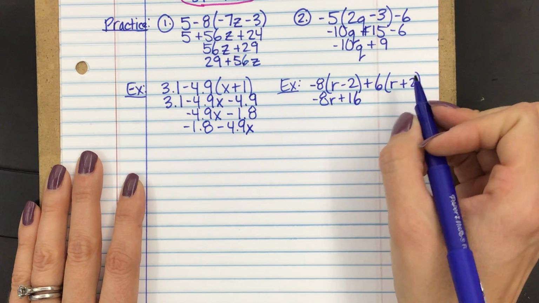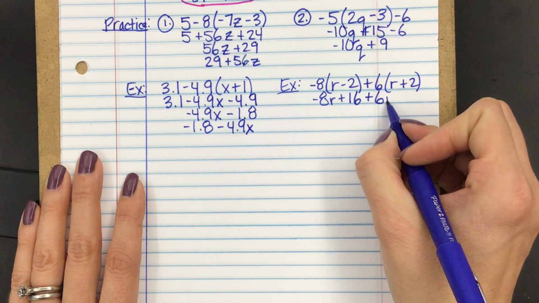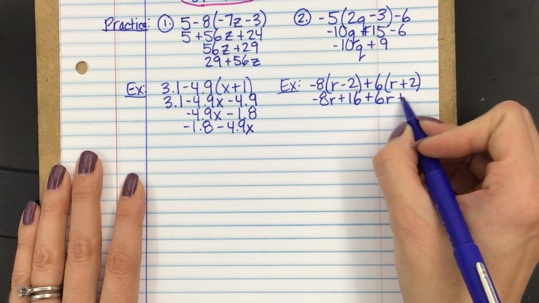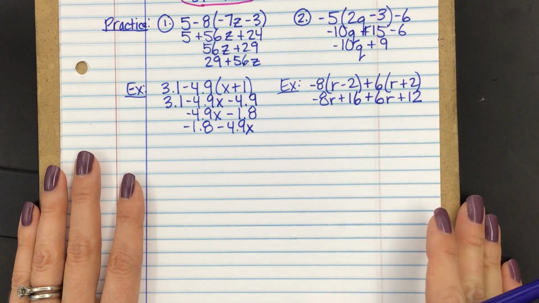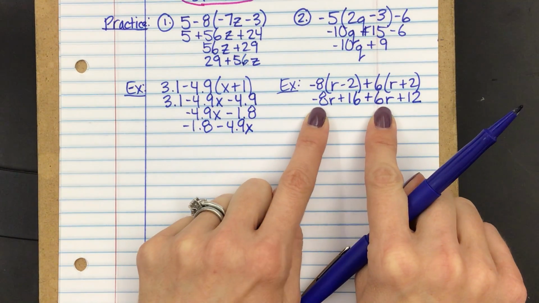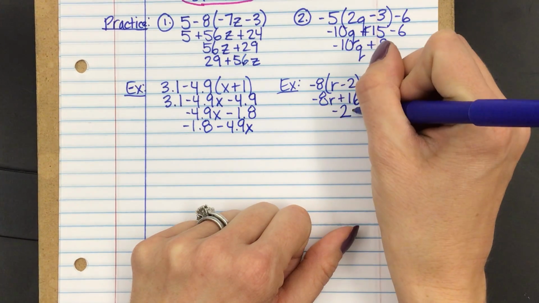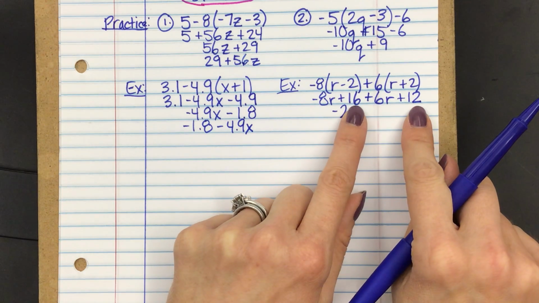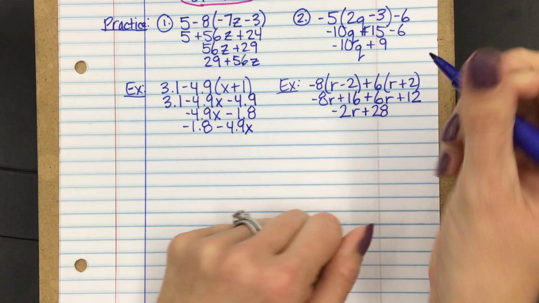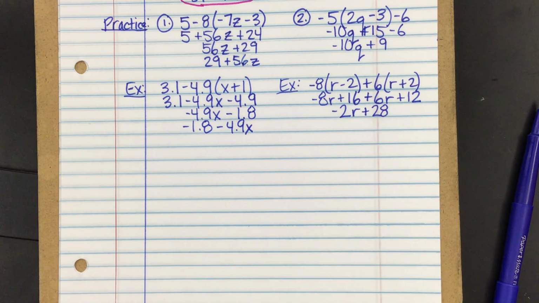Now I can distribute here. Positive 6 times r is a positive 6r. Positive 6 times positive 2 is a positive 12. Now I can go through and combine like terms. So that's going to be negative 2r. And then 28. And that's as far as you can do that one. So you're done.